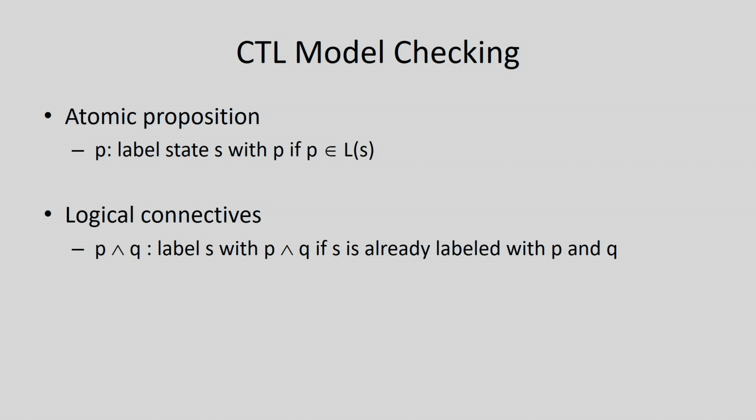We have already discussed how to handle atomic propositions. It will be true in a state S if P is a member of the labeling function. Similarly, for logical connectives, if a state is labeled with P and Q, that means both P and Q are true over there, so we can label it with P and Q. This is the notion basically. Like that, the other connectives can also be handled.